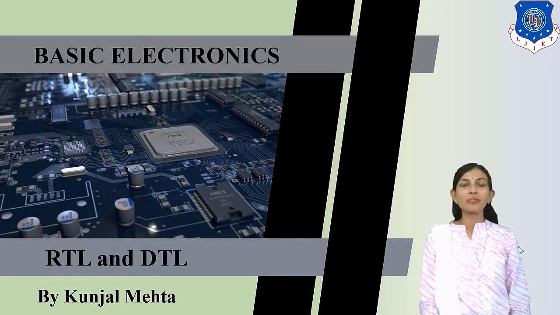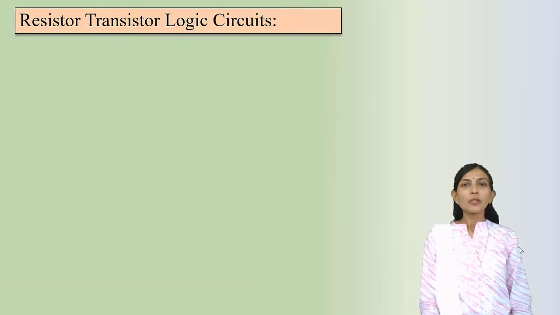In today's topic we will study about the logic families. The two most important logic families are resistor transistor logic and diode transistor logic. The short forms of these logic families are RTL and DTL. So let's study this topic of digital electronics with RTL. First of all, we will study the resistor transistor logic circuit.